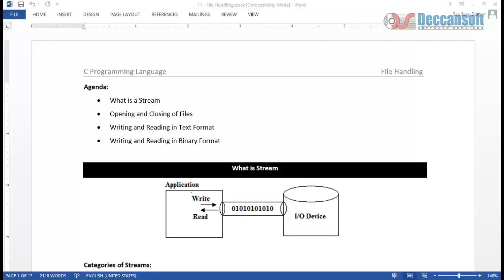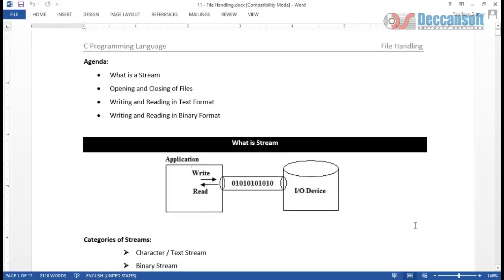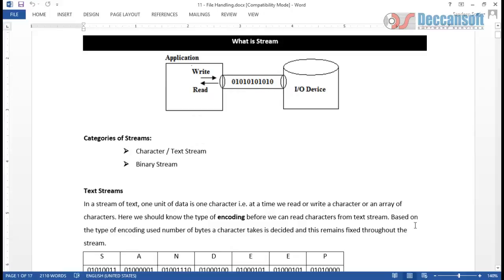File handling in C. Before we actually get into the topic of file handling, it is very important that we understand what exactly is the meaning of the term stream. Once we know what a stream is, we then extend that same knowledge for opening a file, closing a file, reading from a file, writing to a file, and of course in different formats. So let us invest some time first on understanding what a stream is.